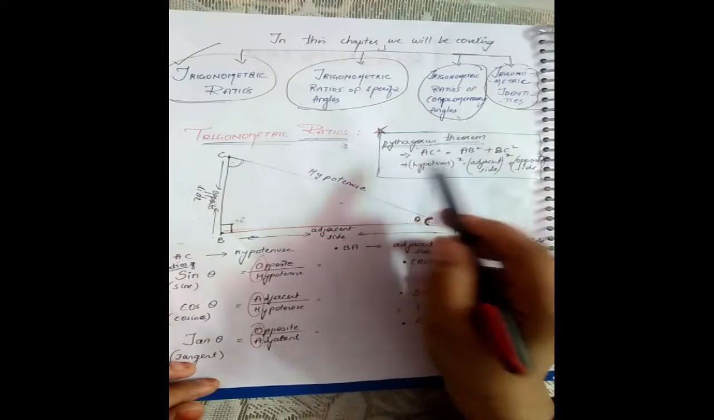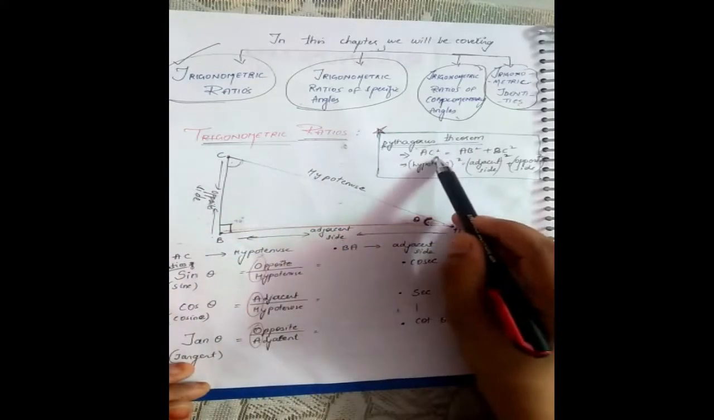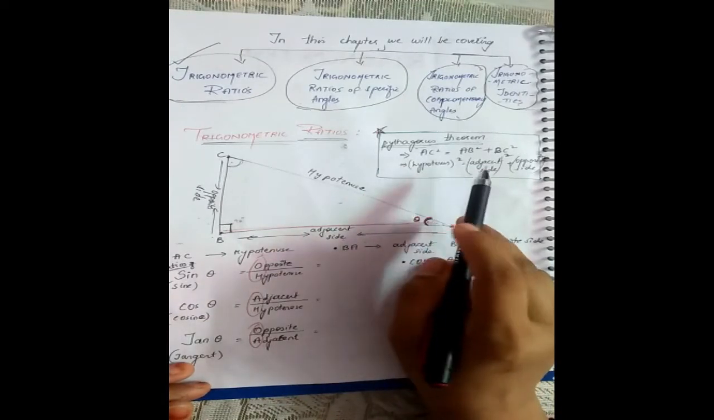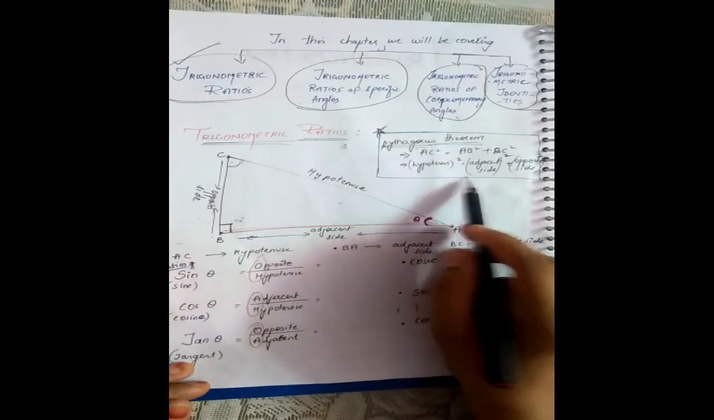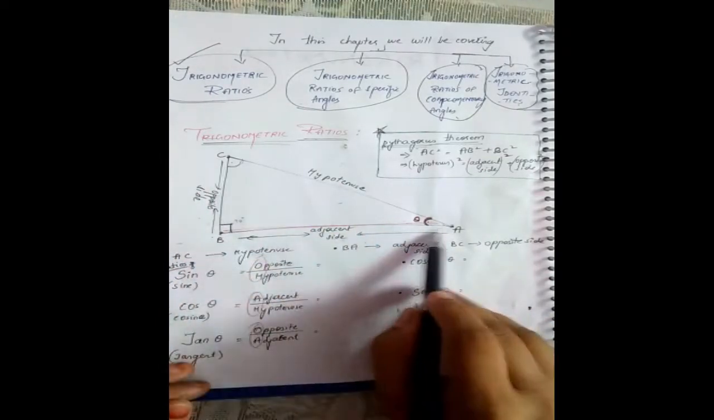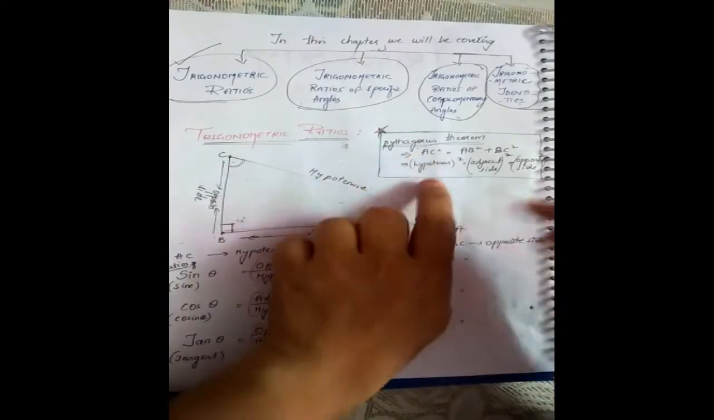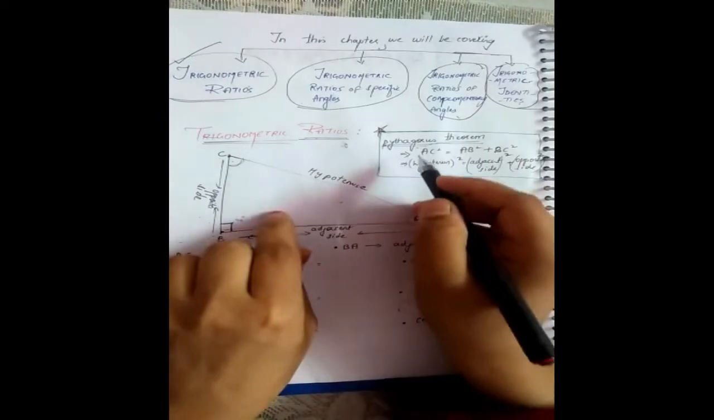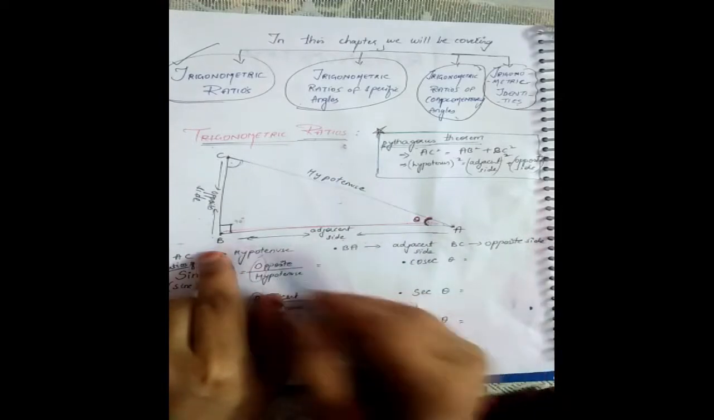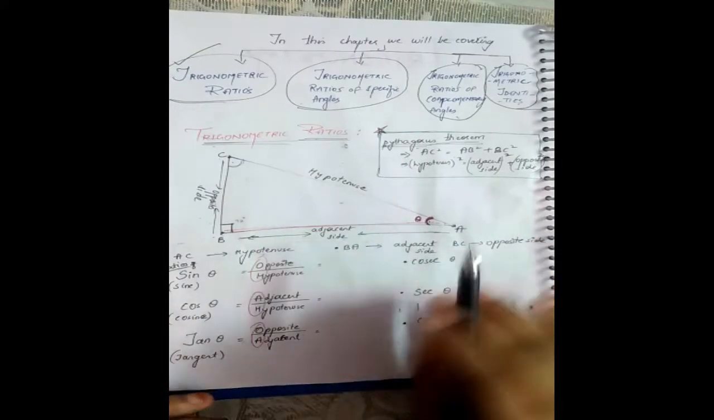In a right angle triangle, the square of the hypotenuse is equal to the sum of the squares of the other two sides. It's nothing but AC square is equal to BC square plus AB square. That's it. You always need to remember this.